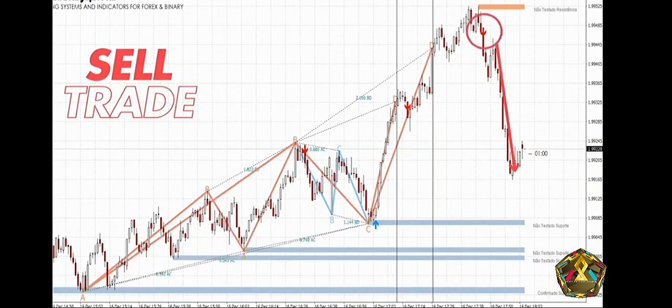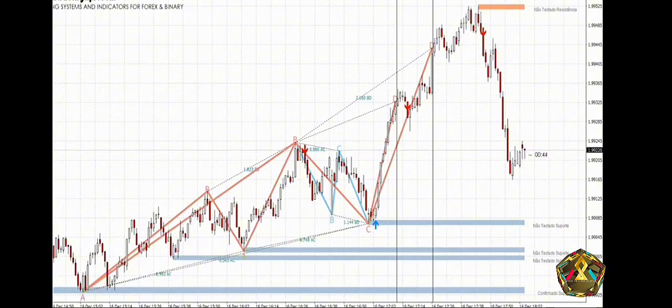Works on any chart, but for binary options, use a 1-minute chart with a 5-minute trade expiry. For the best results, trade during the European and US sessions. Avoid trading during major news events to minimize risks. So now let's move straight into live trading to see how the indicator performs. Make sure to watch carefully and take notes so you can apply these strategies in your own trades.